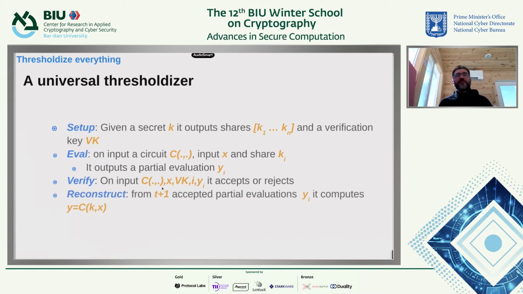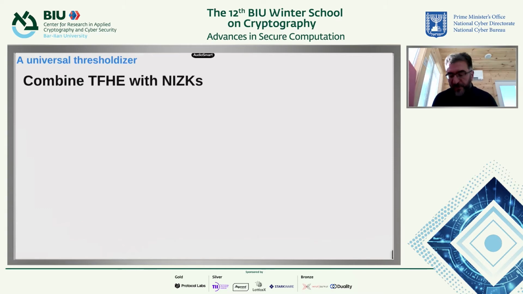And then, given t+1 correct partial evaluations, you should be able to compute the entire value of the circuit, again locally. So there is just one round of computation, which is one round of communication, where every party broadcasts this value y_i. And how do you do this? It's basically a combination of threshold FHE with non-interactive zero-knowledge proofs.